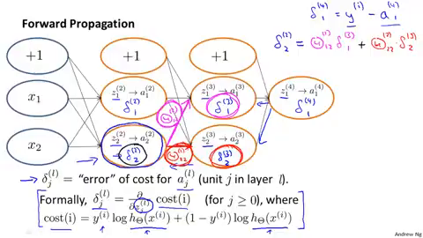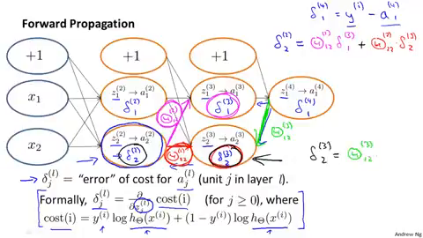And just as another example, let's look at this value. How do we get that value? Well, it's a similar process. If this weight, which I'm going to highlight in green, is equal to, say, theta 3,1,2, then we have that delta 3,2 is going to be equal to that green weight, theta 3,1,2, times delta 4,1.